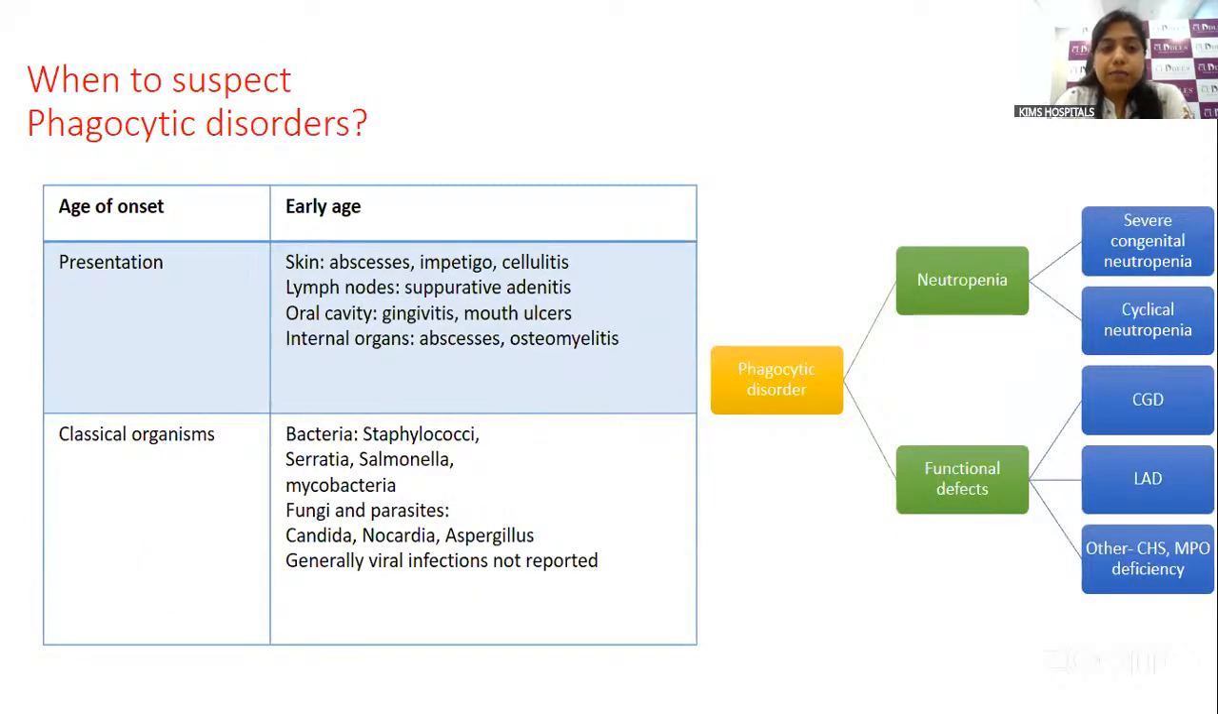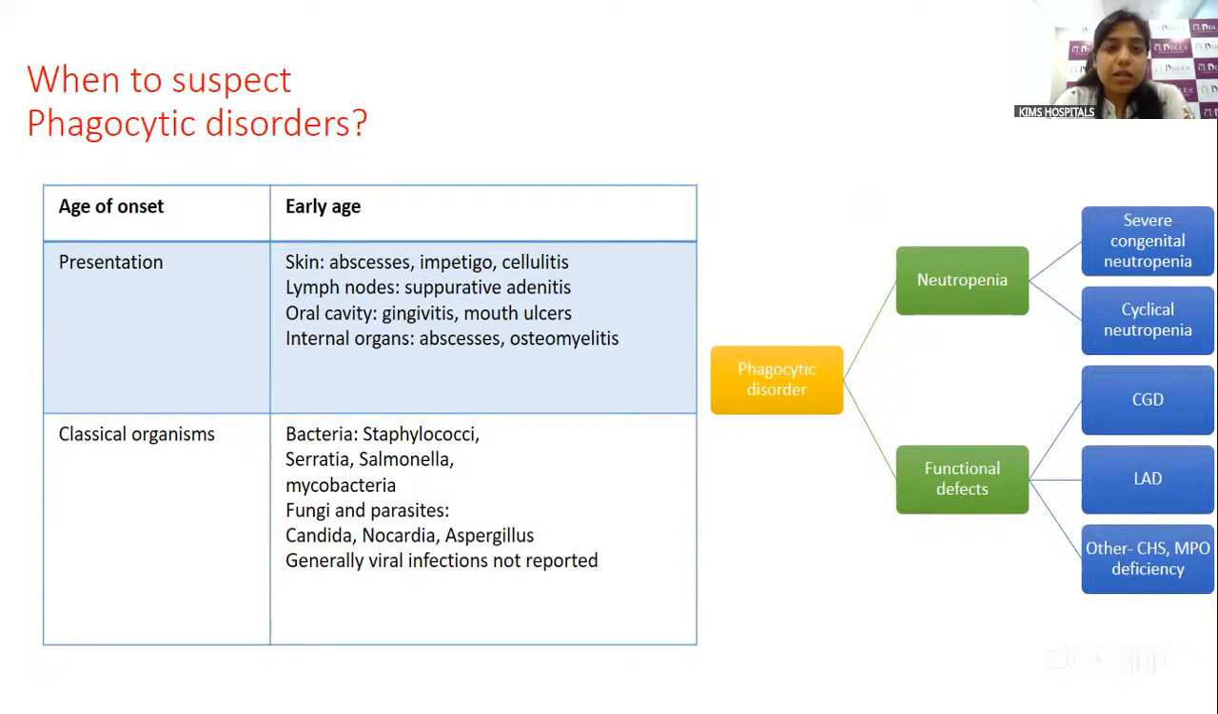So when to suspect a phagocytic disorder? The clinical presentation is skin and soft tissue infection. In skin, they can have abscess, impetigo, cellulitis. In lymph nodes, they can have suppurative adenitis or lymphadenitis. They can have gingivitis or internal organ abscess or osteomyelitis.